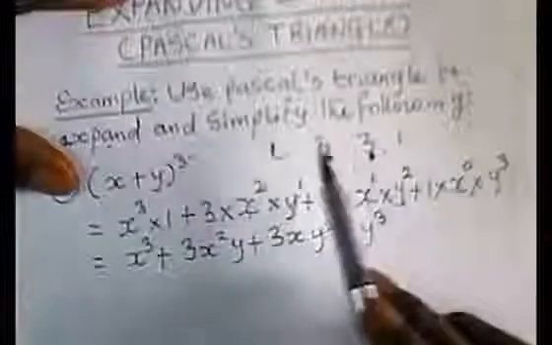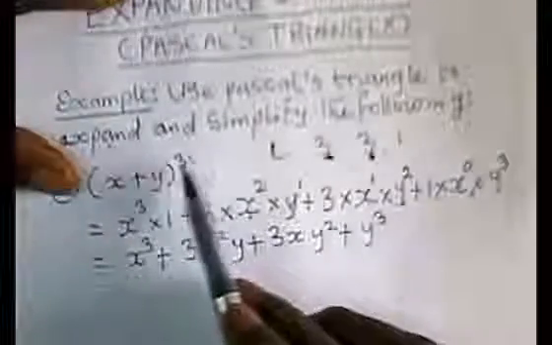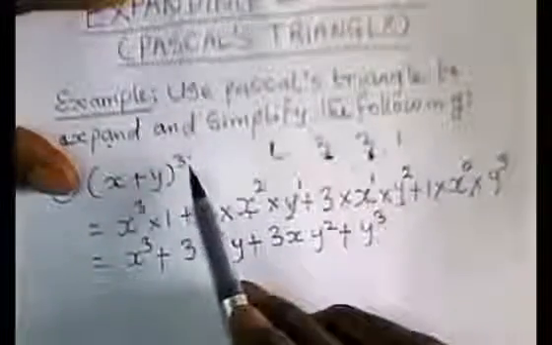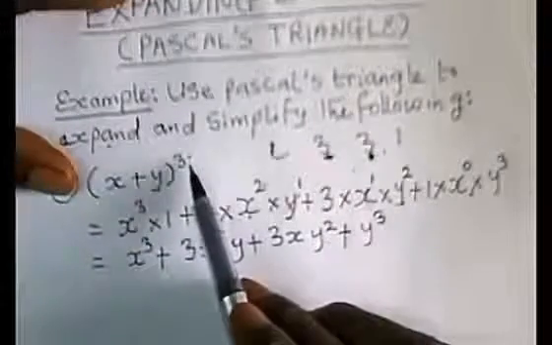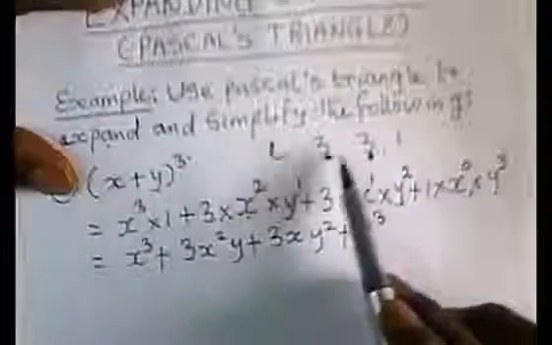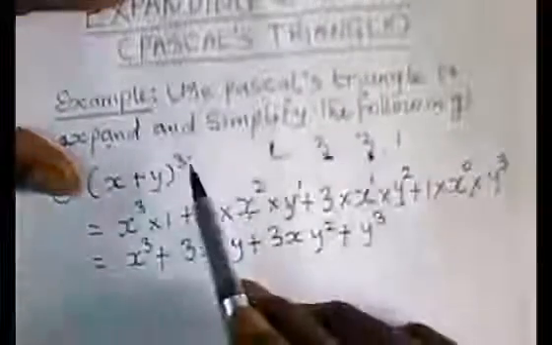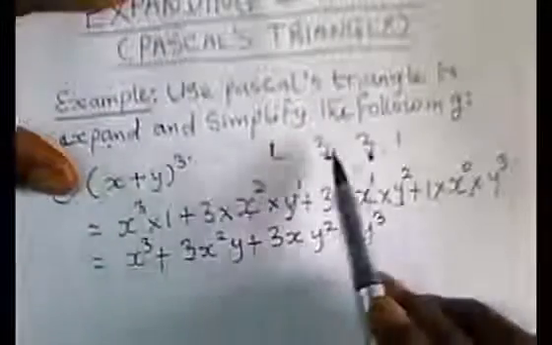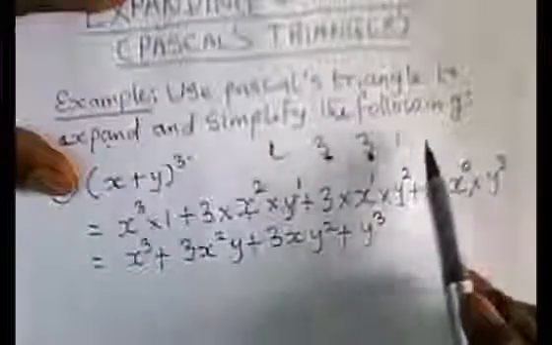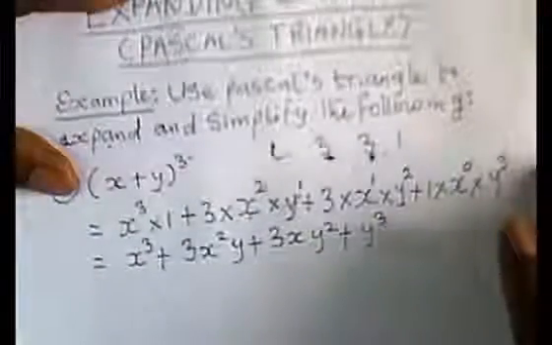So you should know that whenever we are using the binomial expansion, Pascal's triangle, to expand any given binomials, if the power is 3, then we are going to have 4 coefficients. If the power is 4, we are going to have 5 coefficients. If the power is 5, we are going to have 6 coefficients, and so on and so forth. All right, so I believe you understood this explanation.